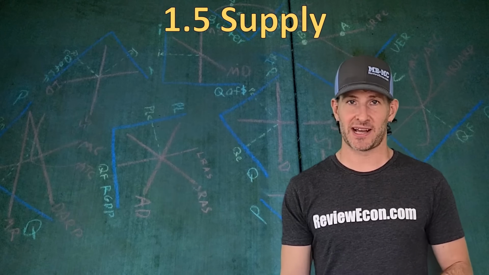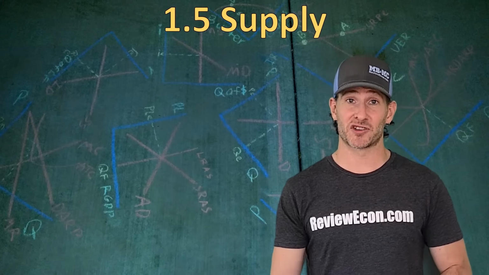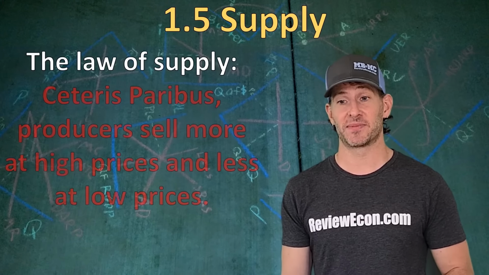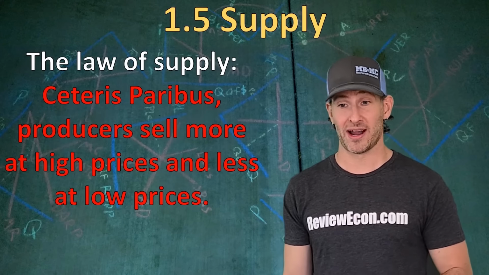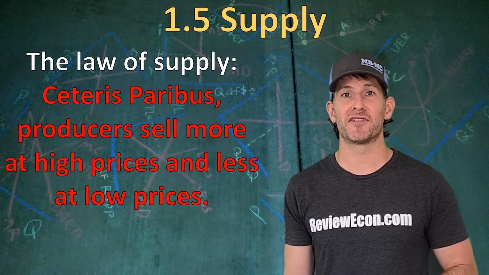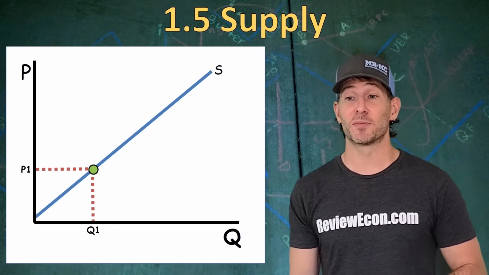Now let's talk about supply curves. Supply curves are the opposite of demand curves. Before, there was an inverse relationship between price and quantity. With supply, there's a direct relationship. Ceteris paribus, producers produce and sell more at high prices and less at low prices. It's true so often, it's the law of supply. It gives us an upward sloping supply curve.